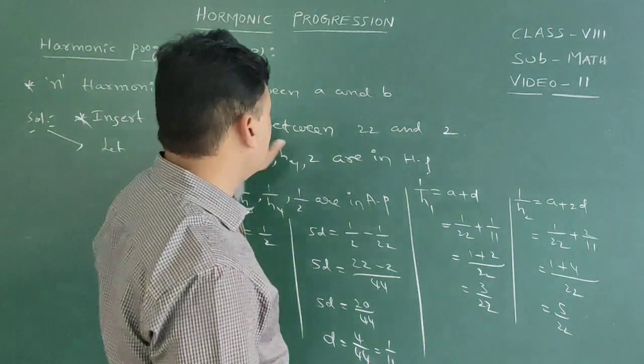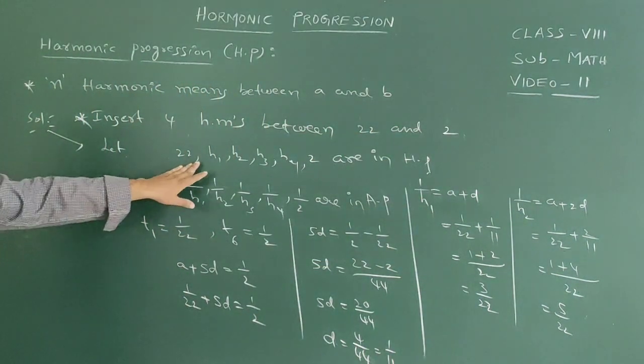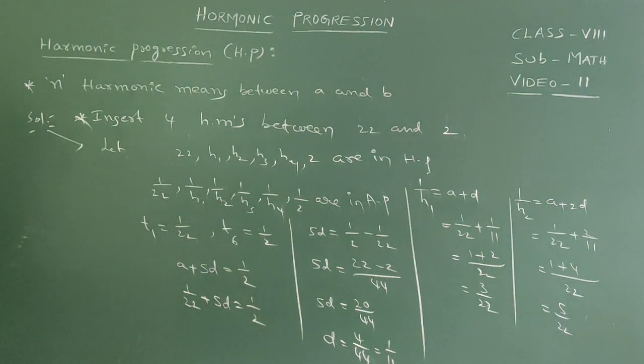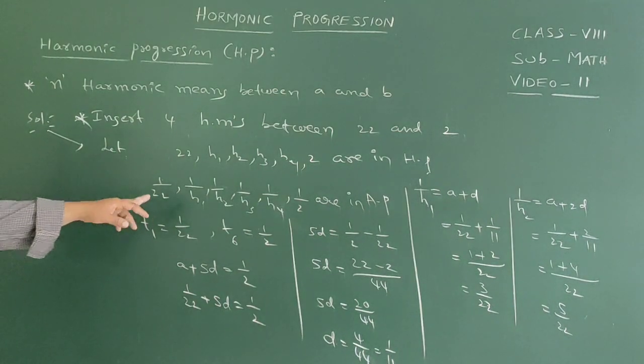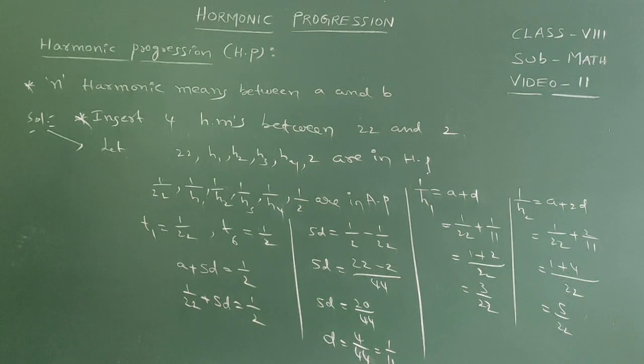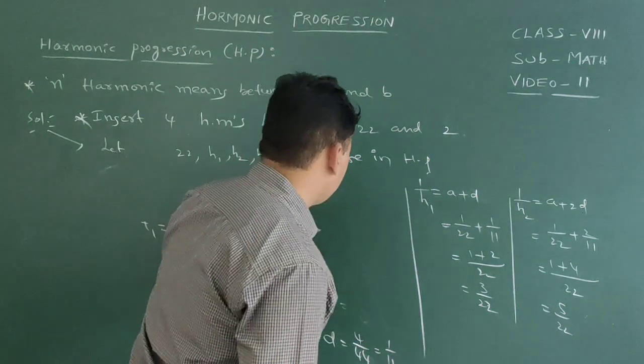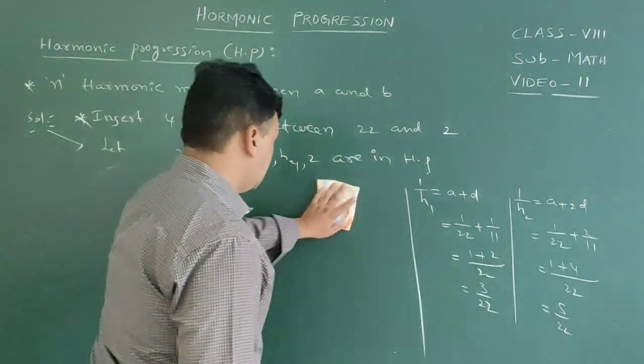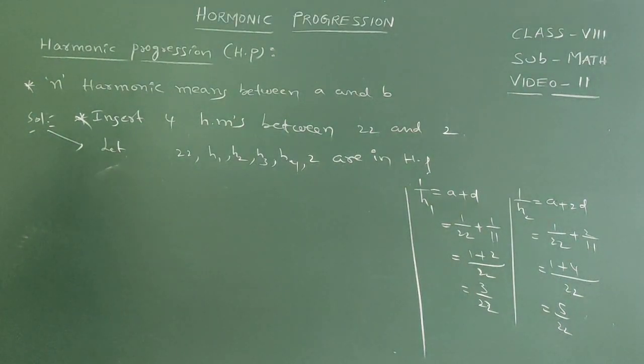Here we have insert 4 harmonic means between 22 and 2. So 22, H1, H2, H3, H4 and 2 are in HP. Their reciprocals are in AP. So 1 by 22, 1 by H1, 1 by H2, 1 by H3, 1 by H4 and 1 by 2. 1 by 2 is the sixth term, 1 by 22 is the first term. That's why the sixth term 1 by 2 is A plus 5D. A means 1 by 22 plus 5D equal to 1 by 2. D equal to 1 by 11. With the help of first term and D, we can find the required terms, that is 1 by H1 and 1 by H2. 1 by H1 is 3 by 22. 1 by H2 is 5 by 22.